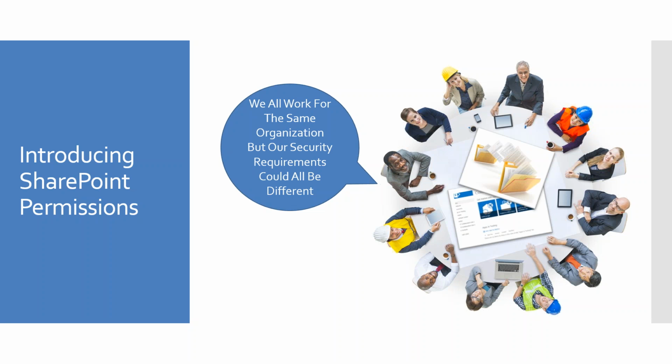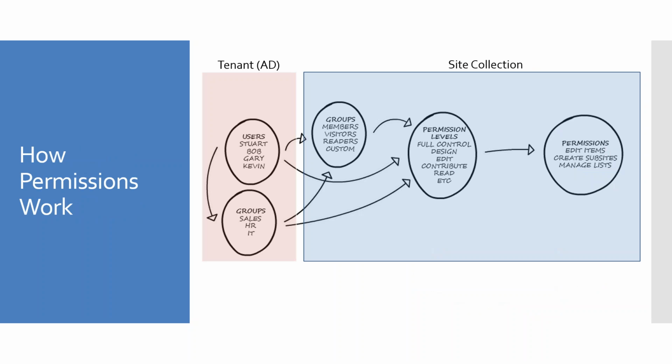So some people might just need read permissions to some content, whereas other people need to manage it, the design of the sites, as well as obviously being able to manage lists and that sort of thing. So same group of people, but require different levels of access to the content, and there's lots of different ways in which we can facilitate that and give them different levels of permissions to that content.